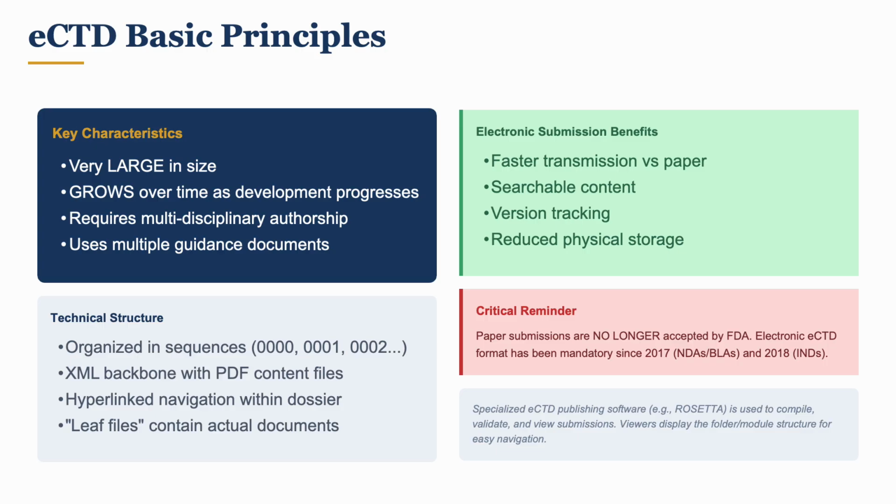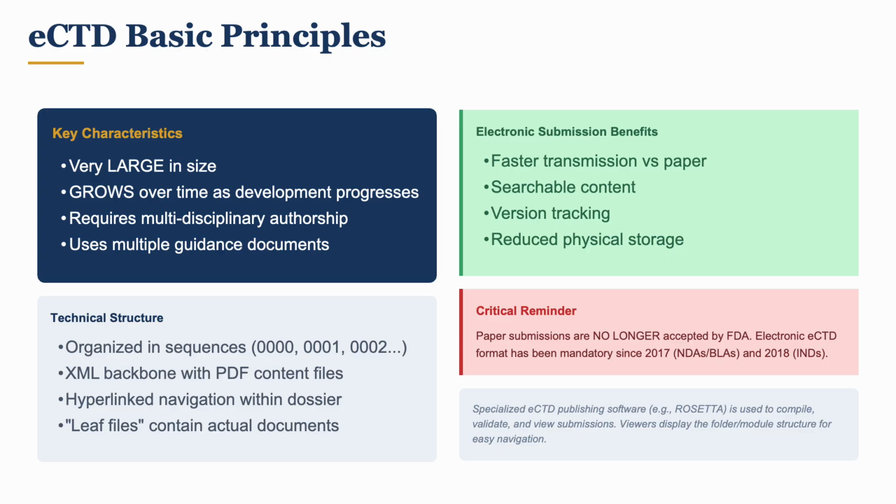This requires multidisciplinary authorship. You need input from clinical scientists, non-clinical experts, quality/CMC professionals, medical writers, and regulatory specialists. No single person creates an entire eCTD. The technical structure involves sequences. Each submission is numbered 0000, 0001, 0002. There's an XML backbone that provides navigation and metadata, with PDF files containing the actual content. These PDFs are called leaf files.